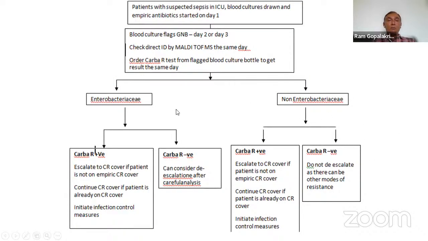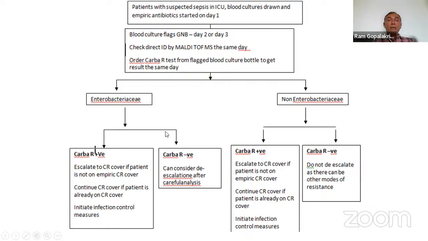So this is the protocol we use for CARBA-R. Once the blood culture flags, we ask the lab to give us a direct MALDI ID. If it turns out to be a non-fermenter, then you have to use the CARBA-R with a pinch of salt. If there is a carbapenemase gene, fine, you know it's resistant. But if it's not there, it could still be resistant.